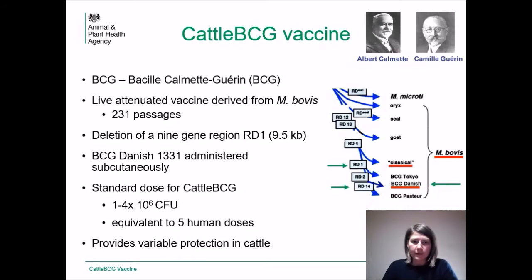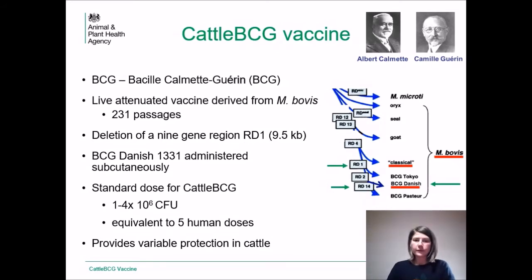And through these passages, the region of difference 1, which is a 9-gene region, was deleted, leading to loss of virulence of the BCG vaccine strain compared to the M. bovis strain. In the UK, or in our studies and in the planned rollout, we use BCG Danish 1331 and administer it subcutaneously. The standard dose for cattle BCG is 1 to 4 times 10 to the 6 colony forming units, and this is equivalent to 5 human doses.